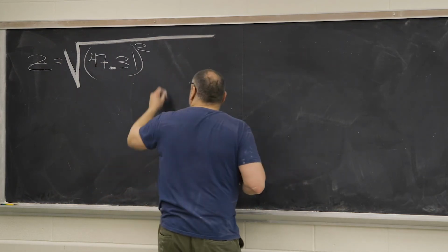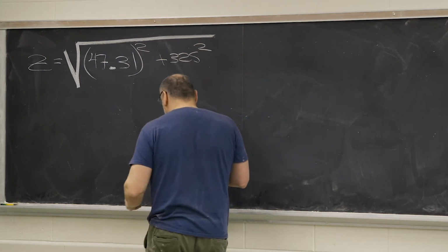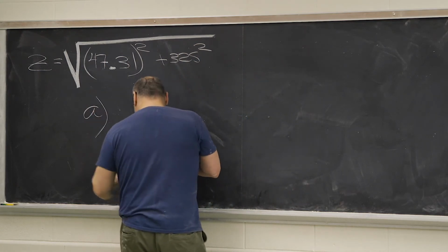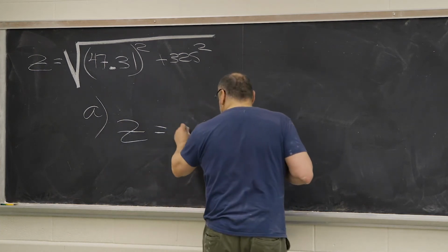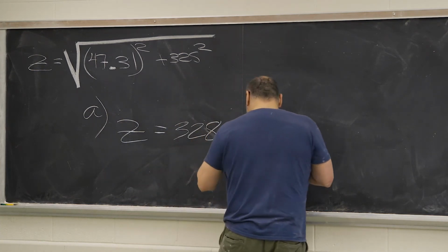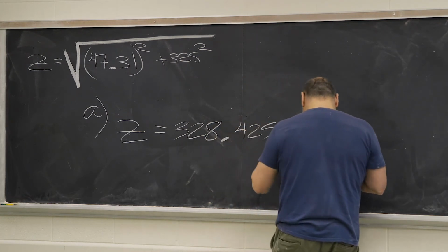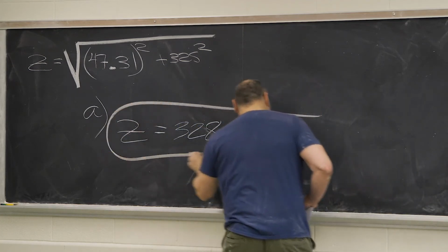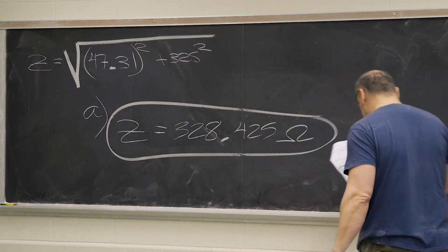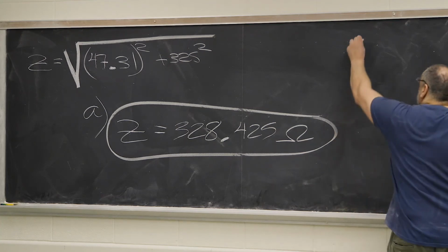And the resistance, they told us, is this. All right. Z is 328.425 ohms. 328.425 ohms. That's A.